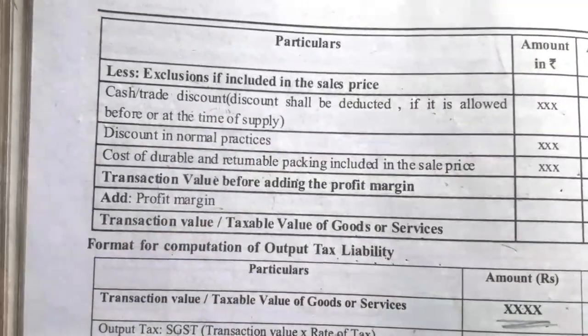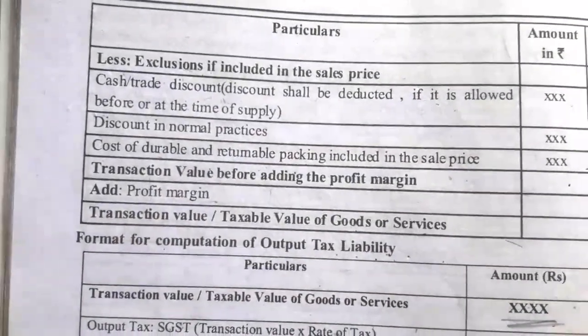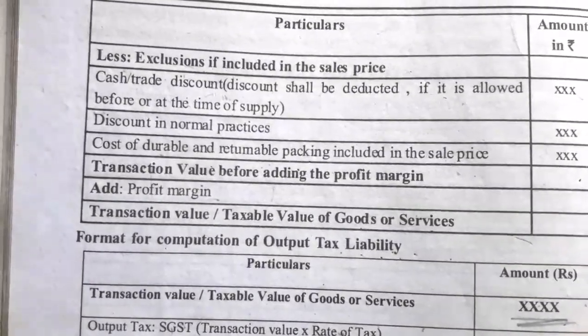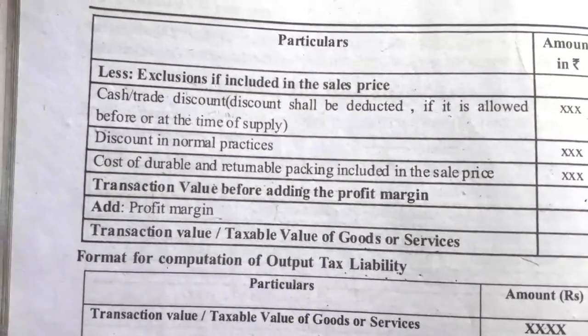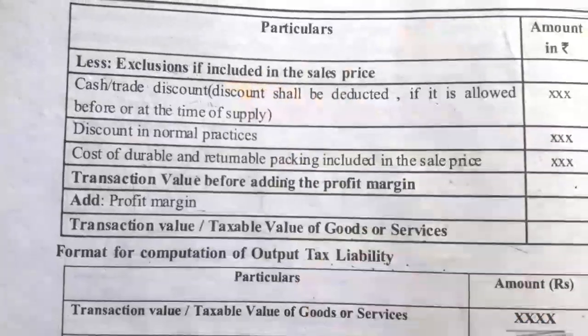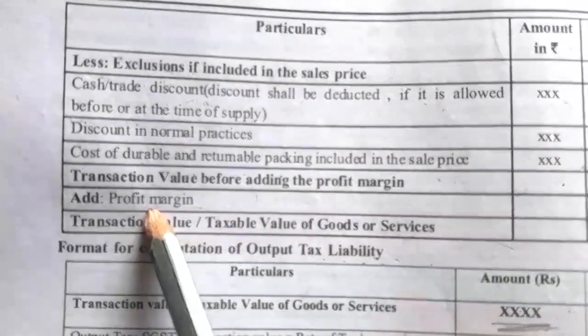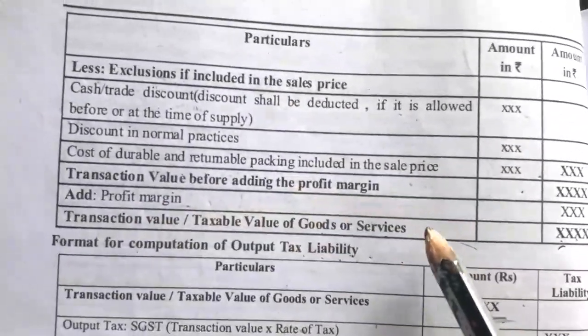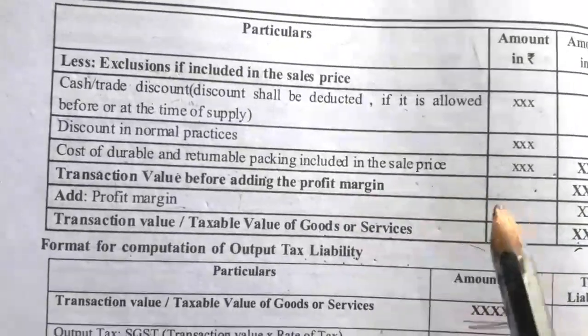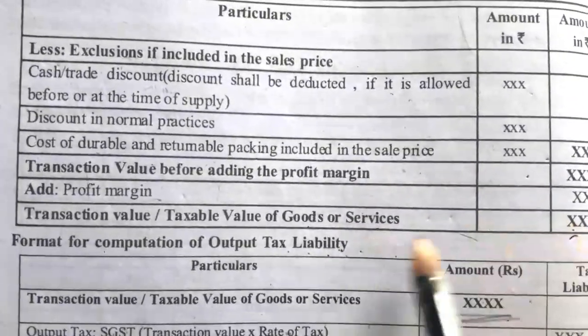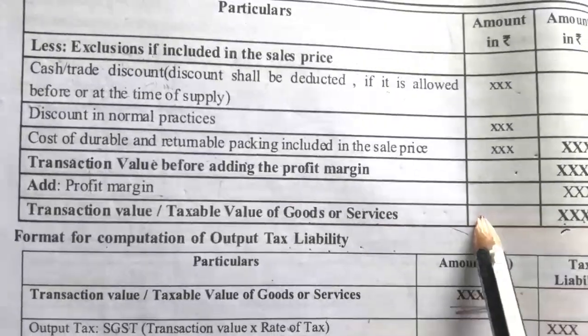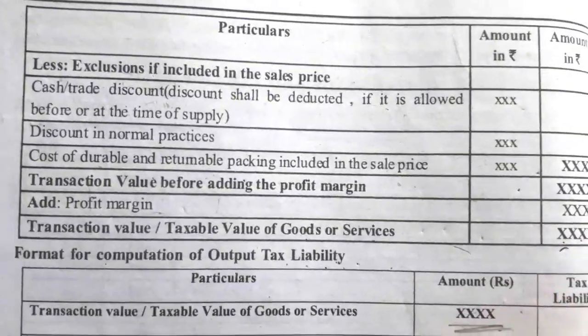First we take the selling price, sales price, next adding inclusions, next if there is any markup, then we add that. Next we deduct the exclusions and add the profit margin at the end. So we will get the value of supply. On that value of supply, the taxable value of supply or transaction value, we have to calculate the GST payable.